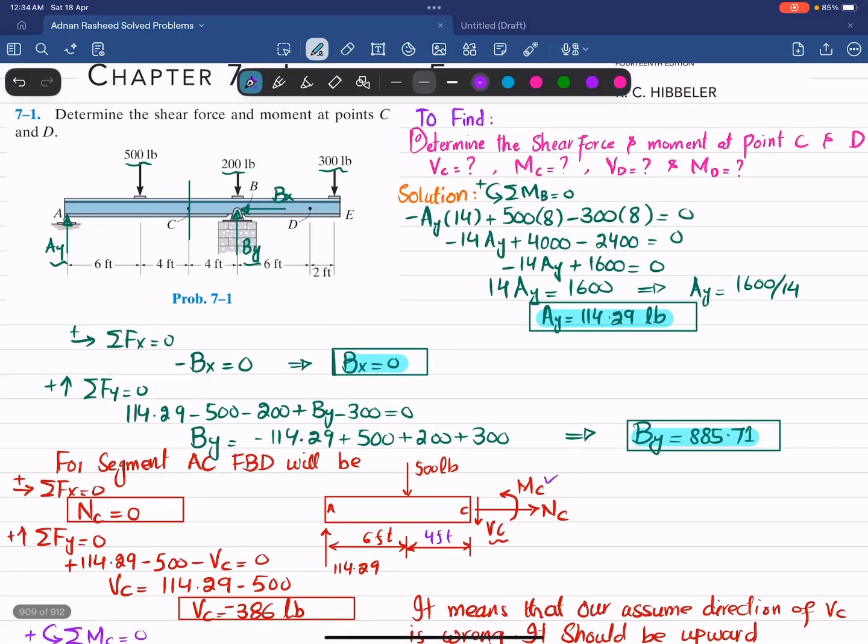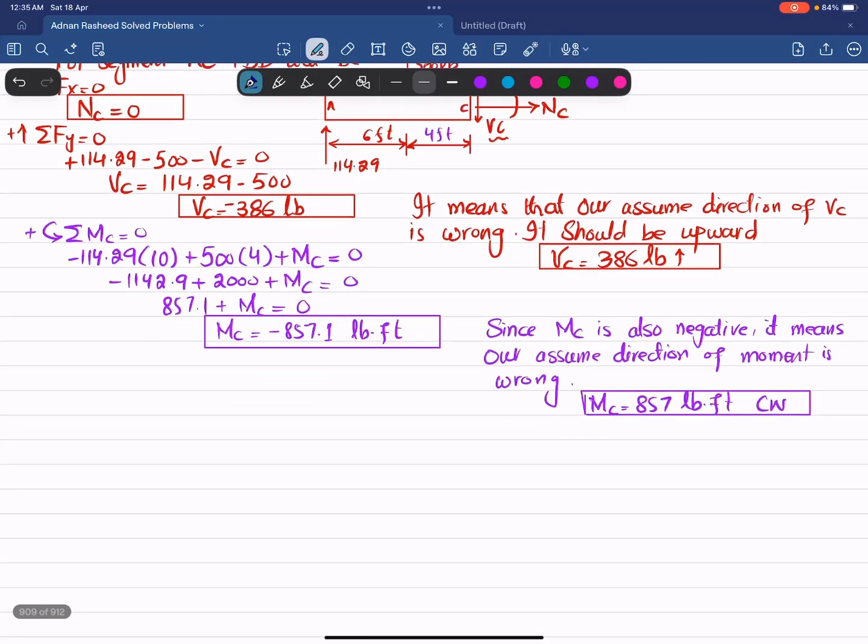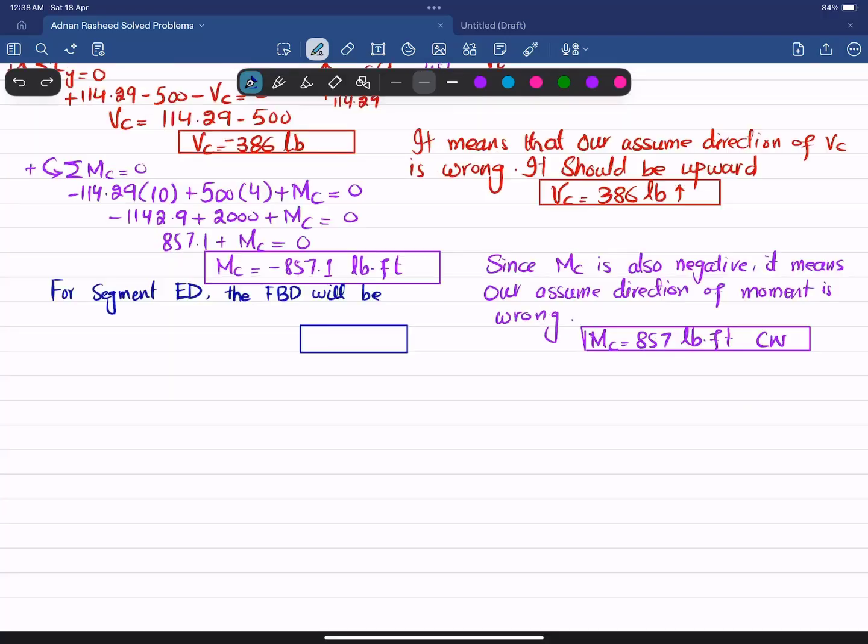Now we have been asked to find the internal moment at point D. So we will cut this beam at this point. Here we will have two sections, this one and this one. We are going to take this section because it will be easier to solve. So I will draw the free body diagram, FBD, for segment ED. This will be the beam, this will be your point E, and this is your point D.